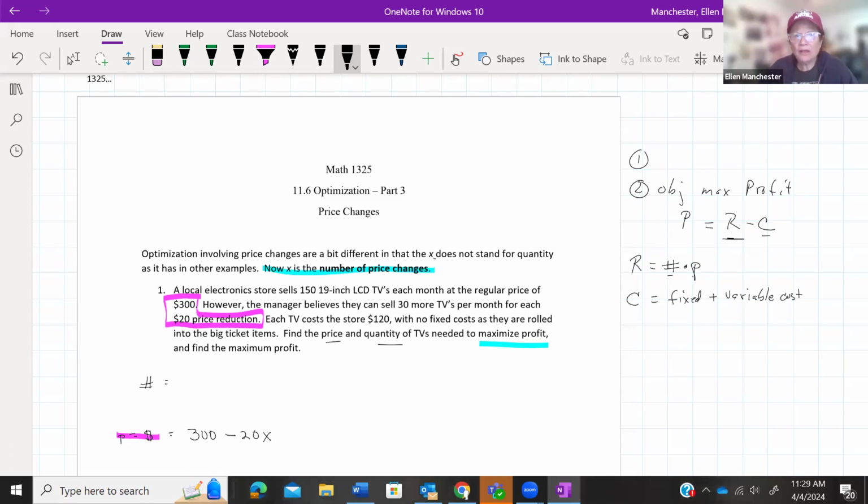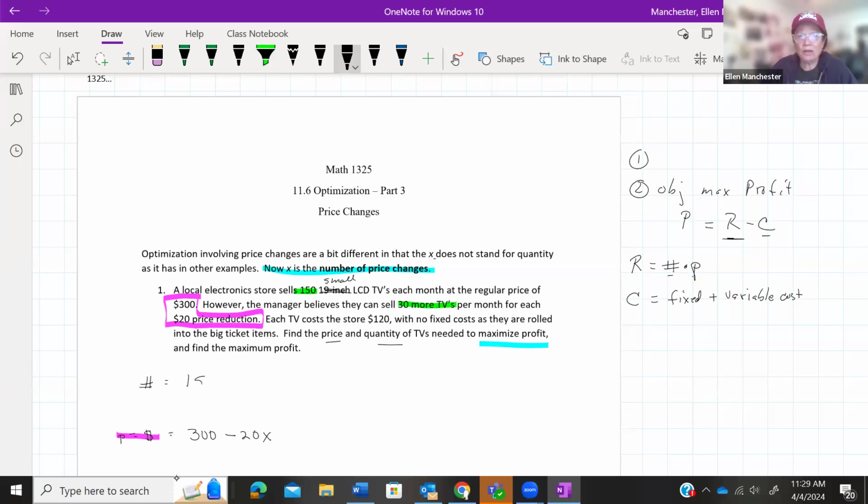Okay, if this was a price increase, then it would be a plus 20x. But I'm keeping the dollar sign with the dollar sign because that is my price function. And then the number: I have 150 TVs. Don't let this 19 throw you. You can change this to small TVs if you want. It's very common where they throw in extra numbers that you don't need. So you sell 150 small TVs, and when we reduce the price, we're going to sell 30 more TVs. So this is keeping the number of TVs with the number of TVs.